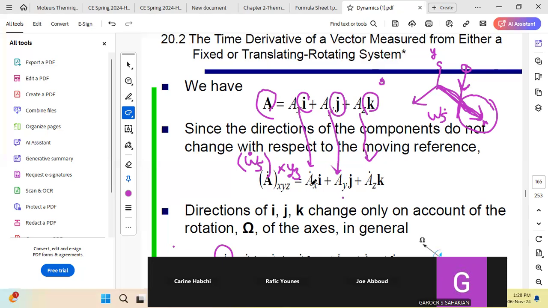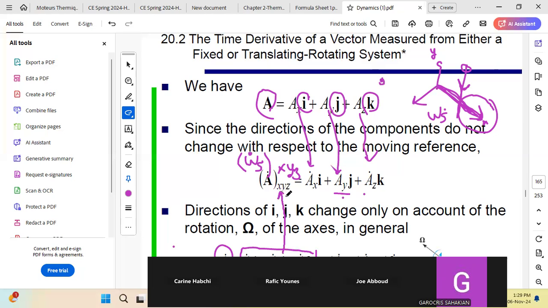What is the derivative of u times v? u prime v plus u v prime. Yani you have a_x dot i plus a_x i dot, plus a_y dot j plus a_y j dot, and plus a_z dot k plus a_z k dot. So these three terms actually represent what? They represent the derivative of vector A as seen in which frame?